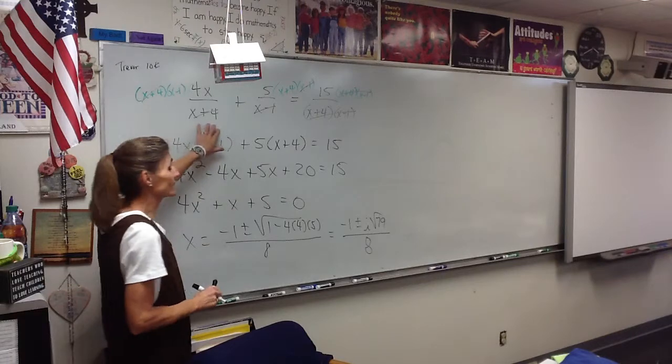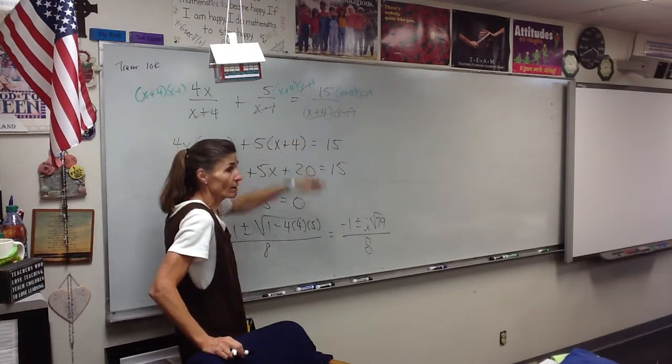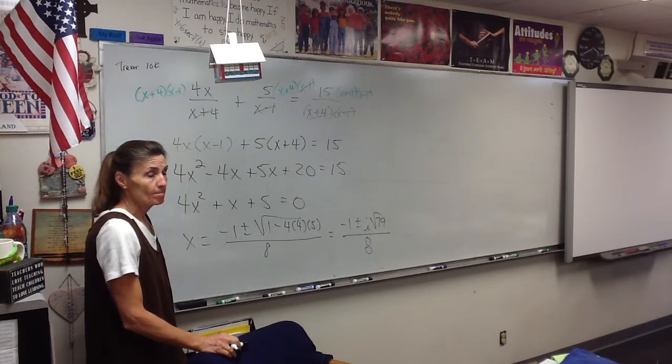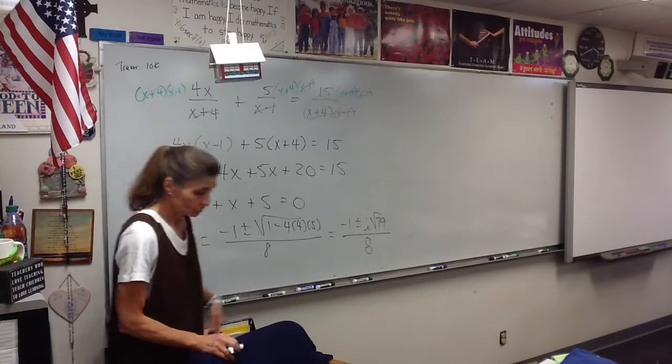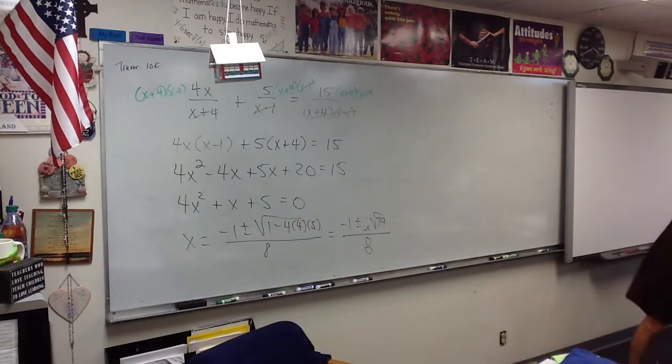Vocabulary from yesterday, excluded values. What are excluded values? Negative 4, 1. We didn't have to worry about that, but. Lily? Number 19. Okay, one more here, and then we're going to jump into our inequality.